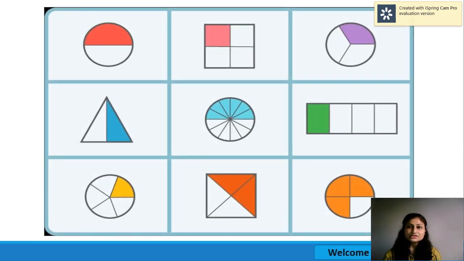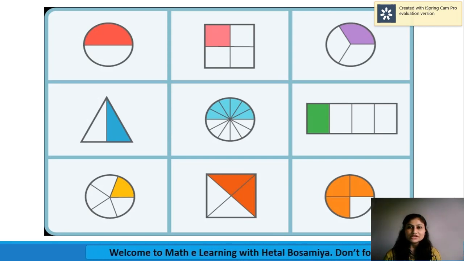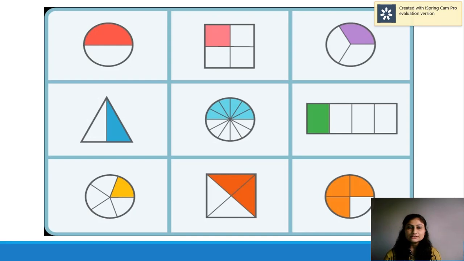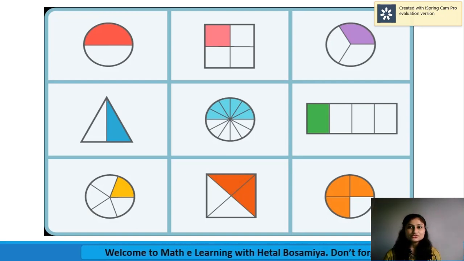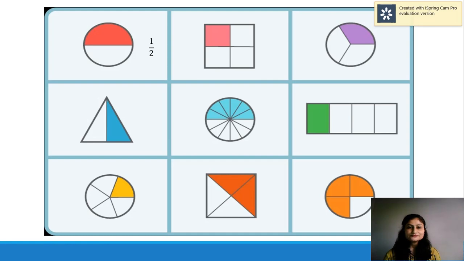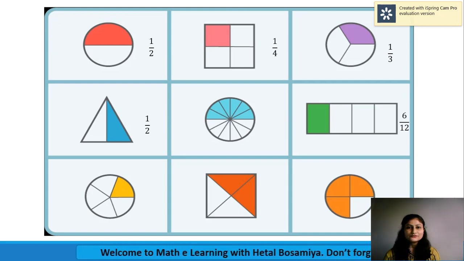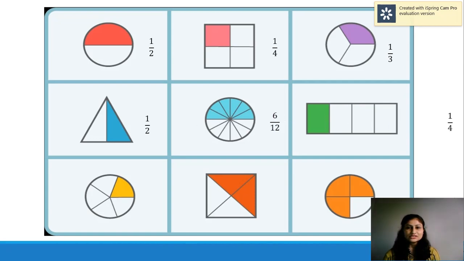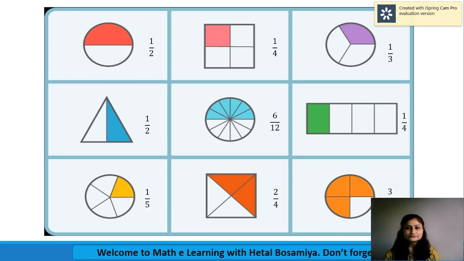Here some figures are given and we solve which fraction is associated with each figure. Observe the first figure and you can assume with me. The shaded part is 1 out of a total of 2 parts, so it is 1/2, then 1/4, then 1/3. Next is 1/2, 6/12, 1/4, 1/5, 2/4 and 3/4.